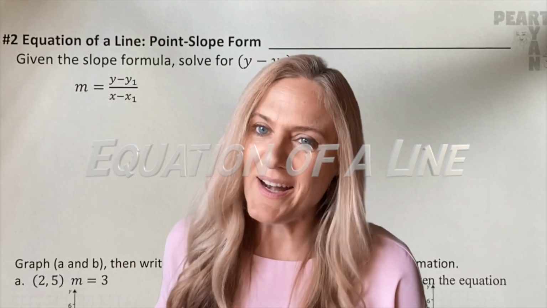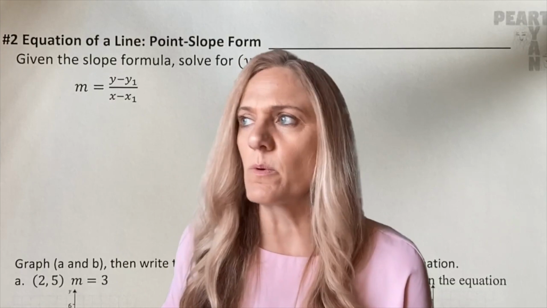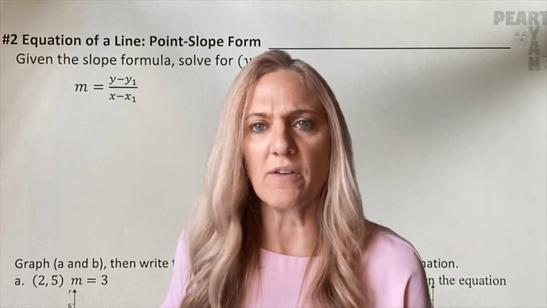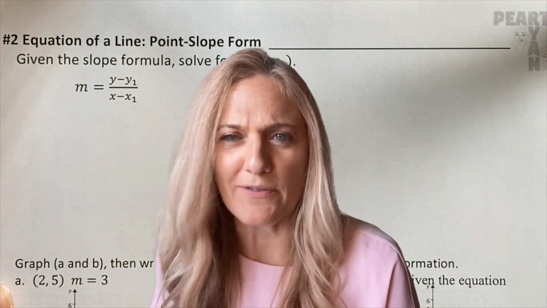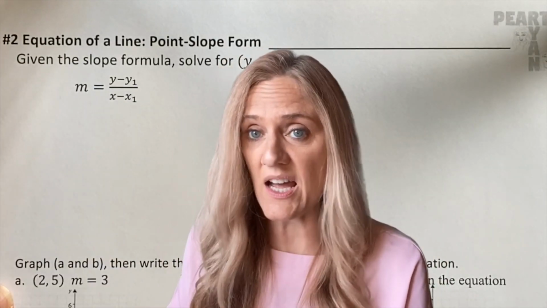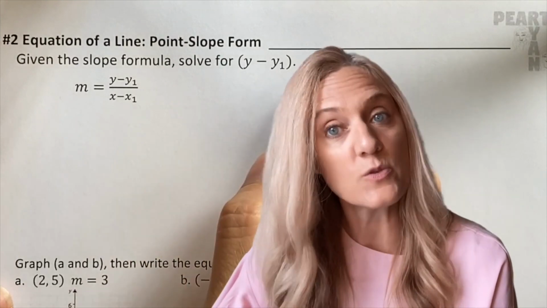So let's talk about writing the equation of a line. And it's always nice when we can just elaborate on something that we've learned previously. So look, I've given you the slope formula. Wrote it slightly different, right? But it's still change in y over change in x. And it says to solve for y minus y sub 1.